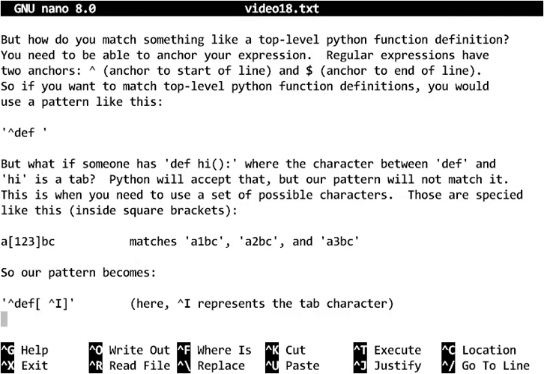Well, it turns out in regular expressions, you can use square brackets. And inside the square brackets, you can list characters. And what that means is A followed by 1 or 2 or 3 followed by BC, and that's going to match A1BC, A2BC, A3BC. So you could use the anchor and then DEF and then this set of characters, which includes space or tab. I've used backslash t to represent the tab character. It's traditional on Unix systems. Okay, that would work.